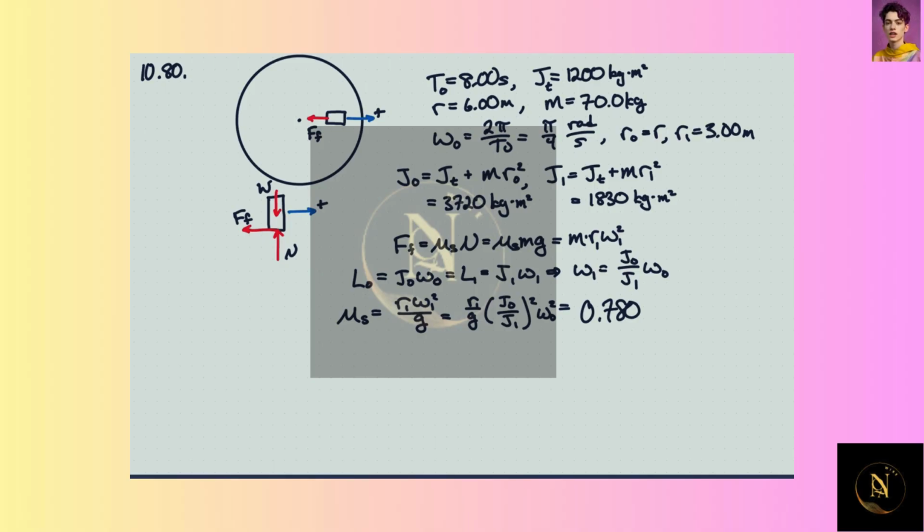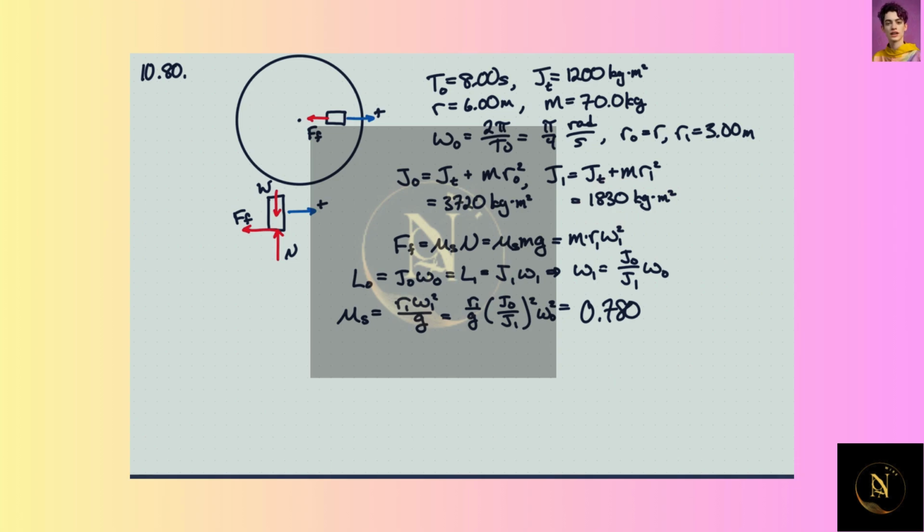We're told that the mass moment of inertia of the turntable is 1,200 kilogram meters squared. So we can find the mass moment of the total system in the initial state, when we're standing out here at the edge, and that is 3,720 kilogram meters squared. Then we can find the mass moment when we've moved in to 3 meters from the axis, and that winds up being 1,830 kilogram meters squared.